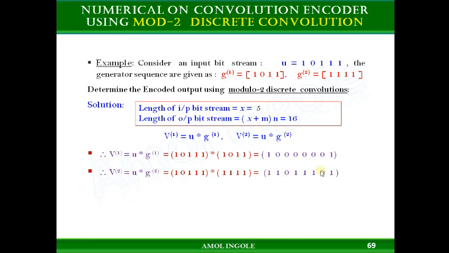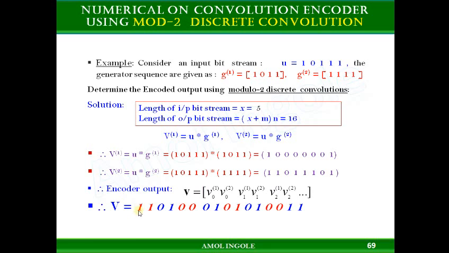And the combined output of the encoder can be written like this. First bit of V1 and first bit of V2, so 1 1 will be the first two bits. Then second bit of V1 and second bit of V2, so 0 1 will be the next two bits.